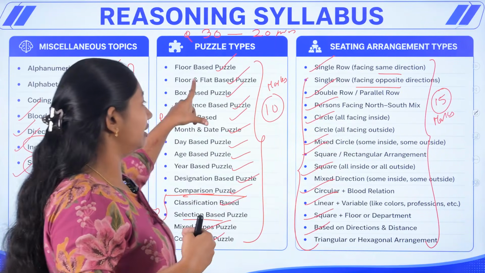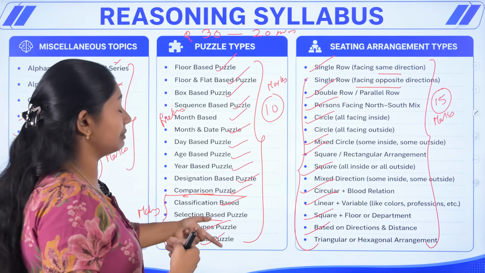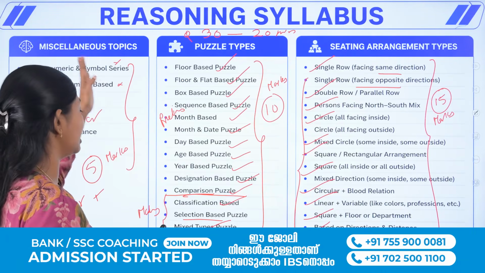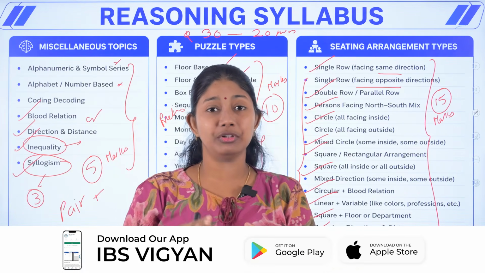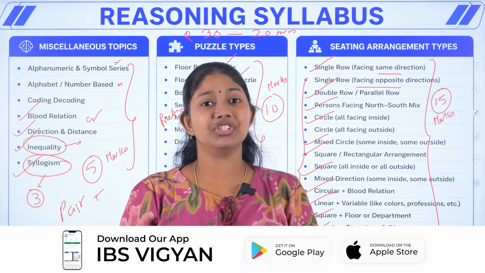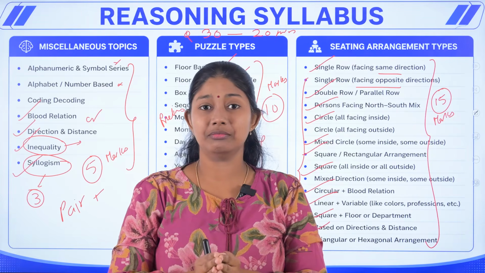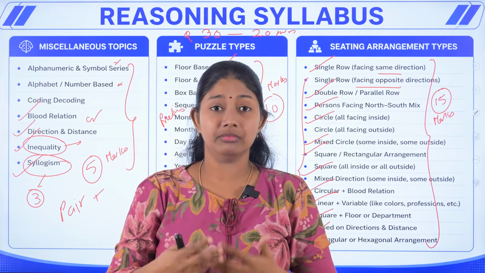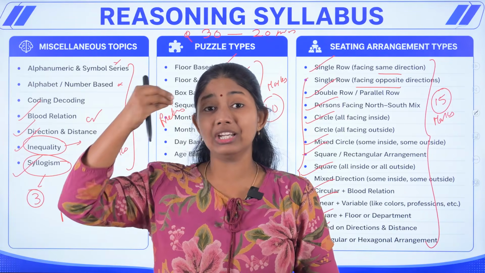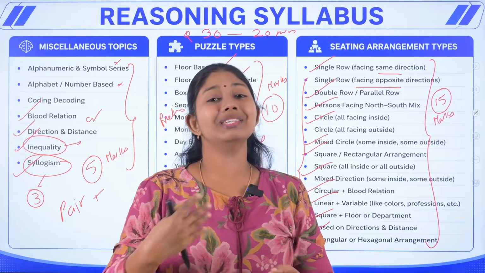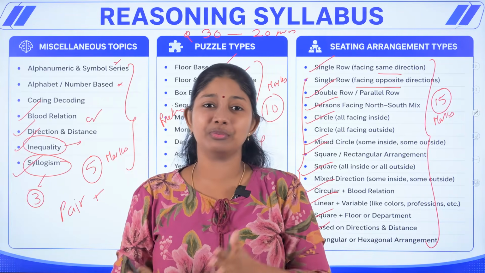So 15, then you have the 10 marks from the puzzle, that is 2 questions from puzzle, and the remaining 5 marks are from the miscellaneous. So you have to balance. First of all, I suggest you don't attempt the puzzle, because it will take a lot of time, because if you are stuck at some place, again you will think of that. So better attempt the miscellaneous, then go with the seating arrangement and puzzle.